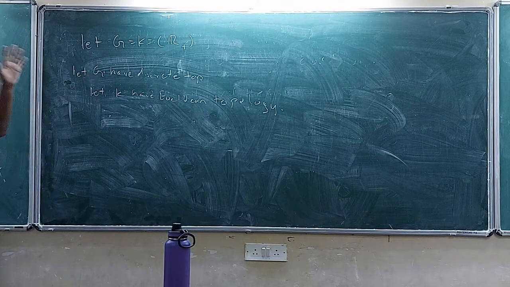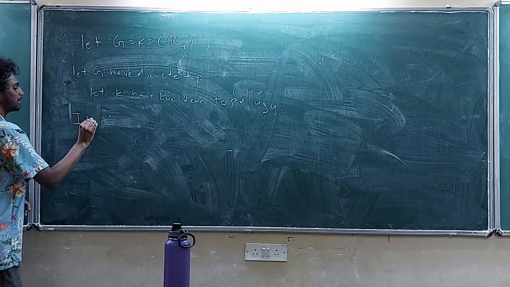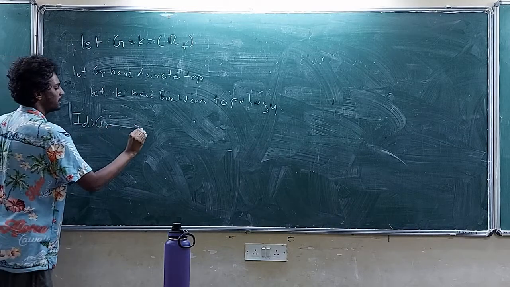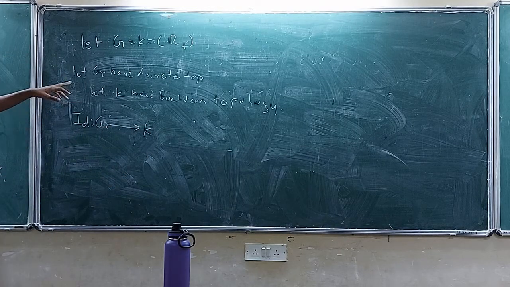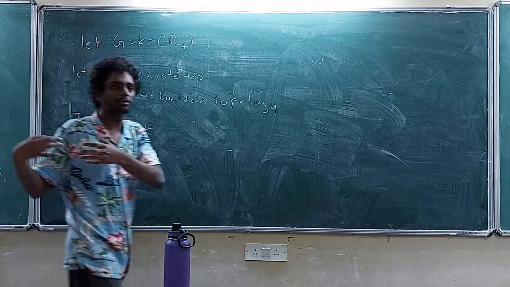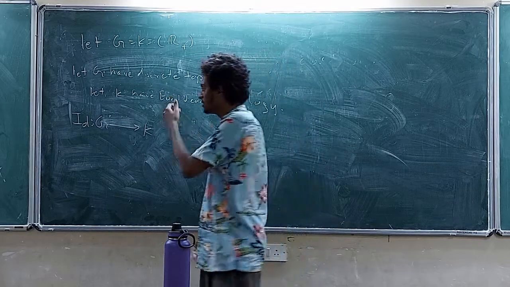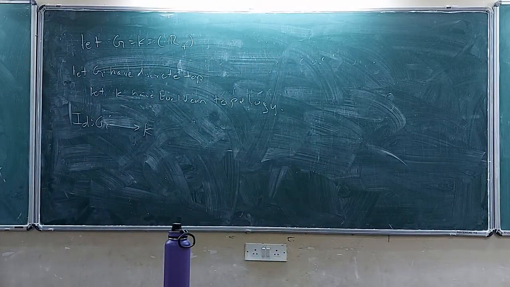Oh, okay, my bad. I should say which sets I am taking, where to where. Identifying G to K, right? That is my bad. So G, since it has the discrete topology, every set is open. So every inverse, when you pull it back to G, it will be open. So this is continuous.